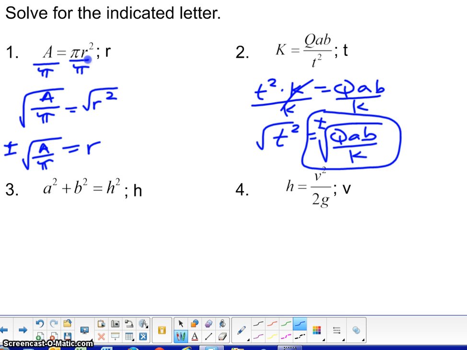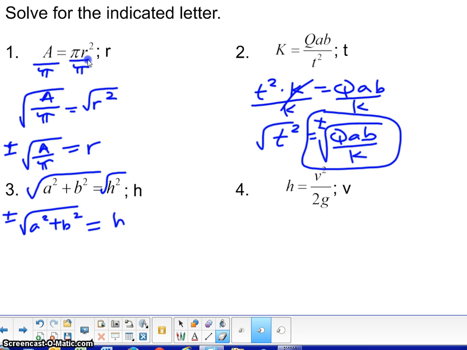OK, the next one, solving for h. Quick step, take the square root of both sides. Don't forget the plus or minus. And then the last one, go ahead and push pause and see if you can solve that one on your own.